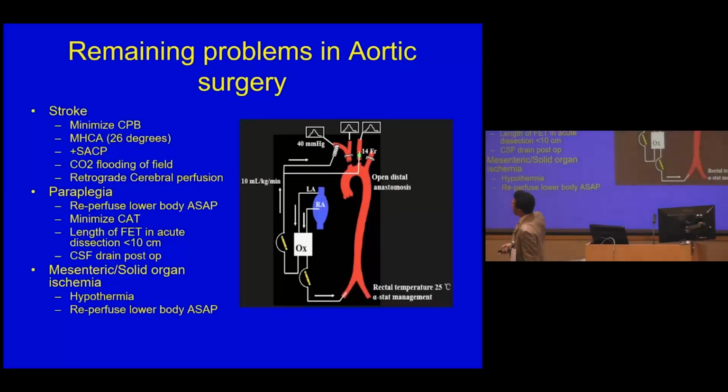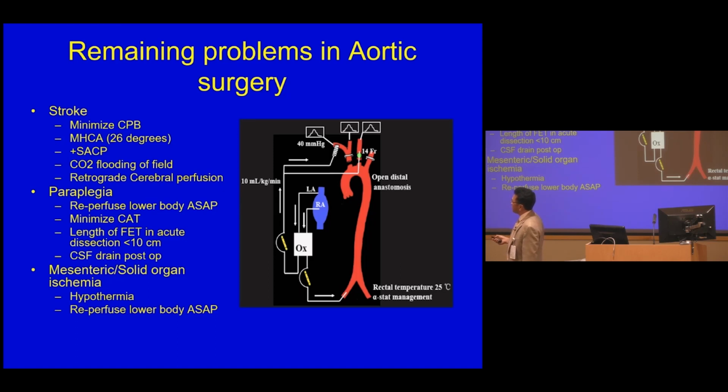So the remaining problem with aortic surgery, again, is the stroke rate. We want to minimize the bypass time. There are some people who still continue to do deep hypothermic circulatory arrest. They'll cool the patient down to 16 or 18 degrees. I tend to be more of a moderate hypothermic type of surgeon. I only cool to 26 degrees, but that's because I perfuse the brain with selective antegrade cerebral perfusion.